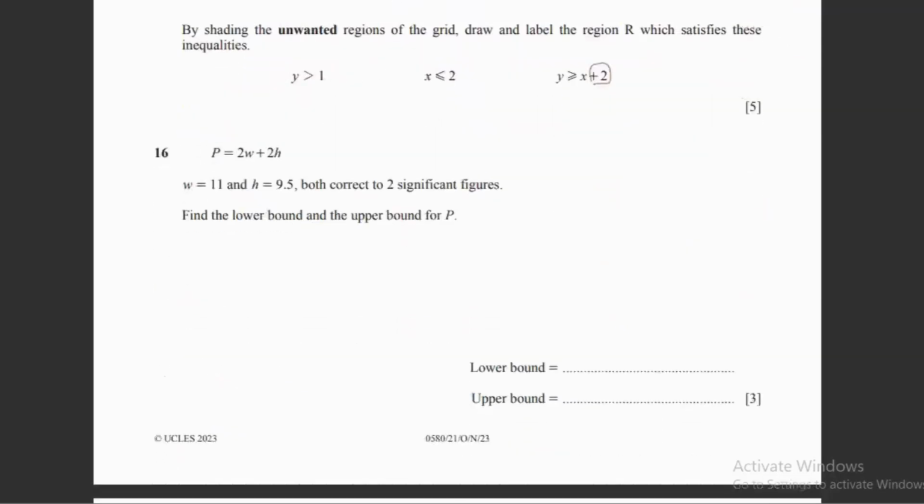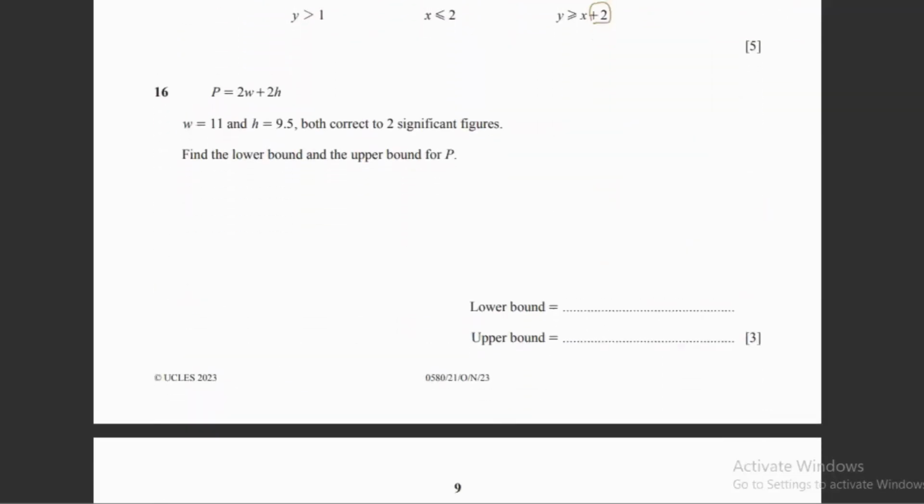Let's move on to the next question, which is question 16. We are supposed to calculate the lower bound and the upper bound for P. So here, the equation given to us is P is equal to 2W plus 2H.